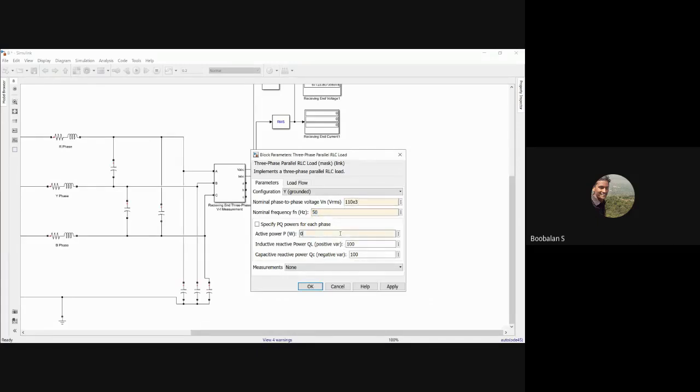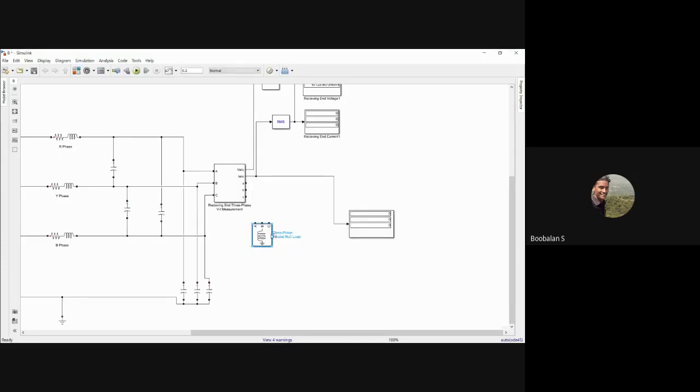Active power should be 0. Reactive power will be 10 to the power 6. Actually, very randomly I'm just choosing. And capacitive reactive power should be 0. This is one reactive, three-phase reactive power, a three-phase parallel reactive load.